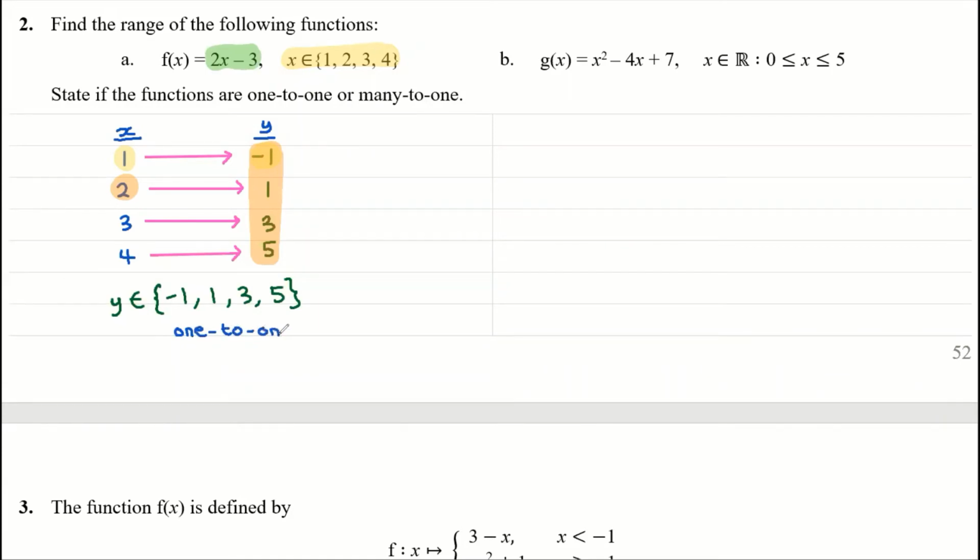As all straight line graphs are. Okay. Right. So that's part A. Now moving on to part B, we've got a slightly more complex function.